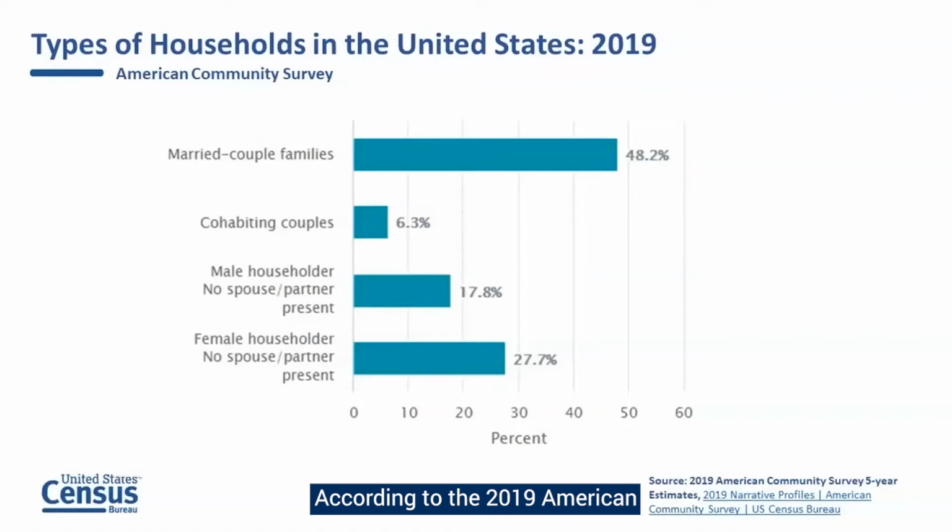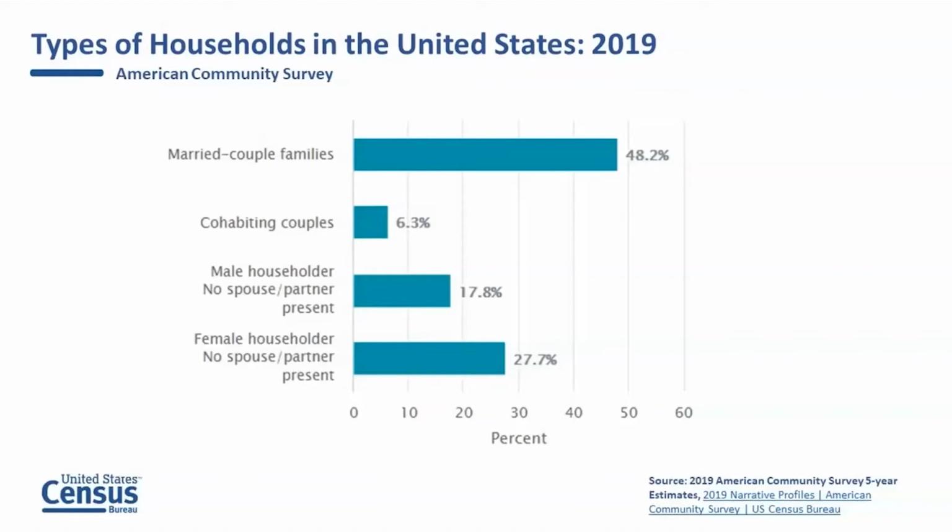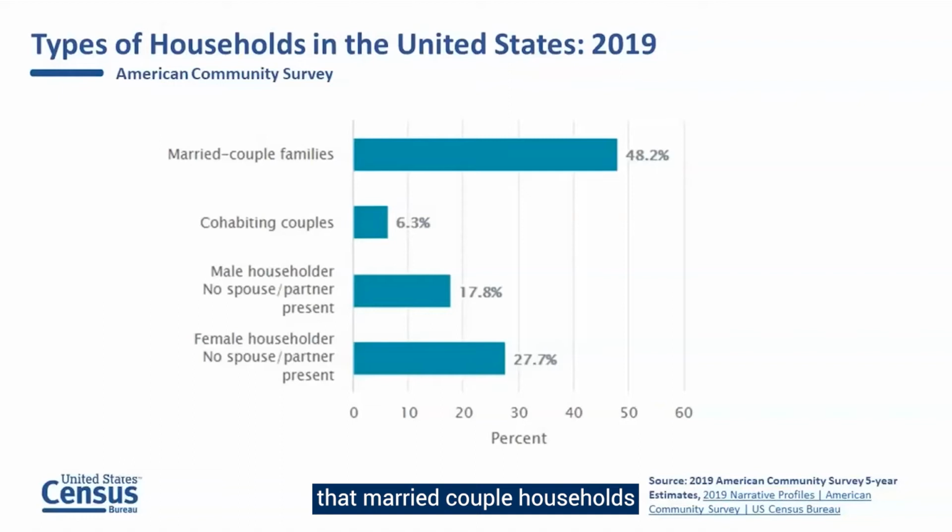According to the 2019 American Community Survey estimates, there were 120.8 million households in the United States, and the average household size was 2.62 people. The bar chart shows that married couple households made up 48.2% of the households, while cohabitating couple households made up 6.3%. The next two categories include people living alone and those with children, which is why the numbers are slightly larger than what you're going to see in later slides.